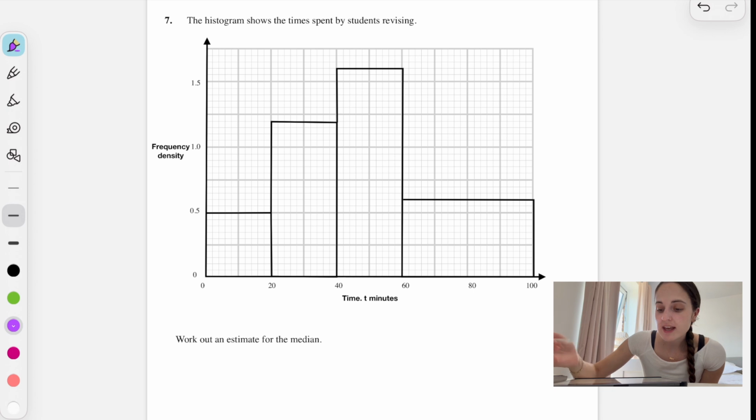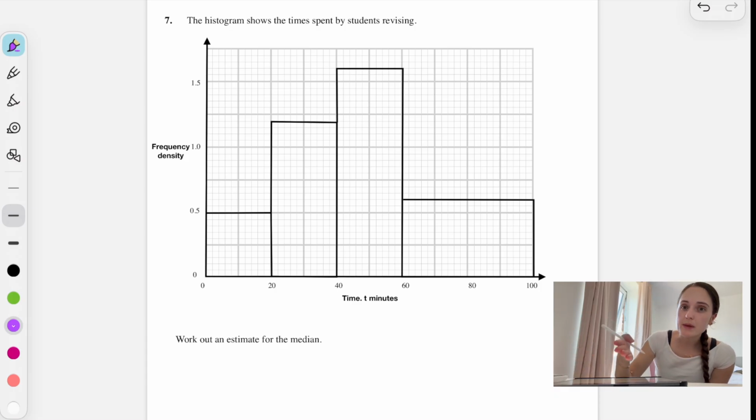So this next question here, we have a histogram showing the time spent by students revising. We need to work out an estimate for the median. So median, we should know, means middle. So we want to know the time taken by the middle student. Now, in order to answer this question, we need to know how many students there are in total. So I need to go ahead and work out the total number of students to then work out what the middle one would be. And then we're going to try and locate where that person is exactly.